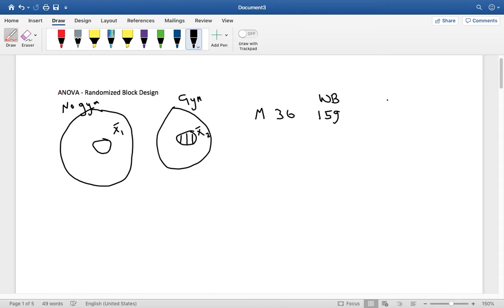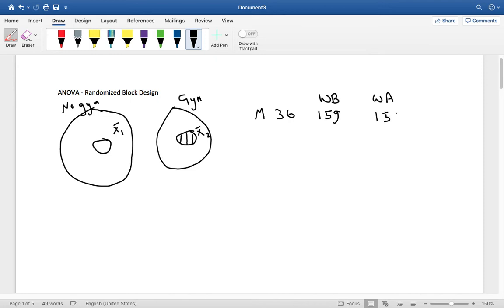And then I can compare it to the weight of the same person after 6 months of going to the gym. So I'll take this person who's not going to the gym, and I'm going to say to them, look, I want you to go to the gym, but I don't want you to change anything else in your lifestyle. And I'll measure this person's weight afterwards. And maybe their weight is going to be 150 pounds.